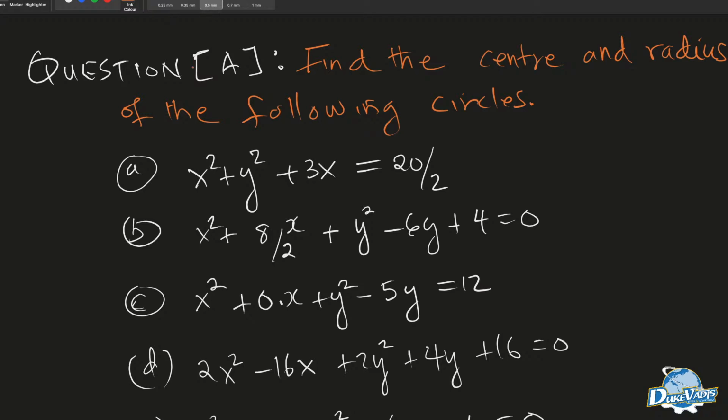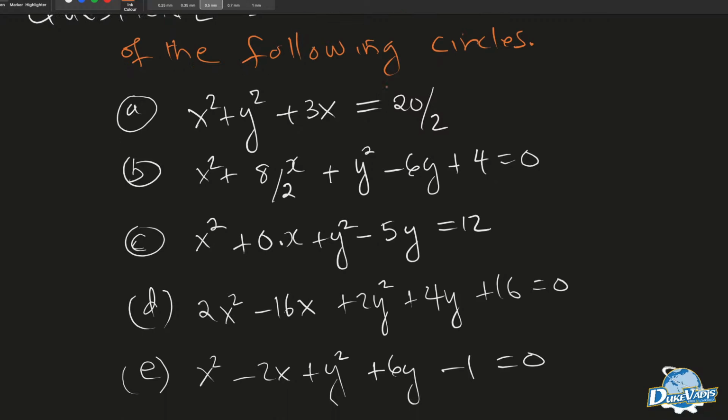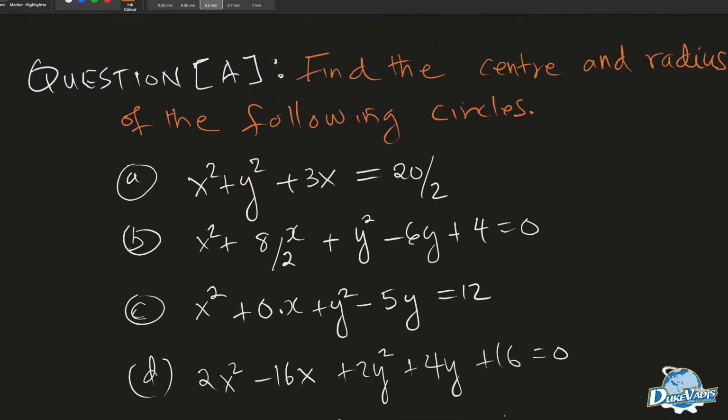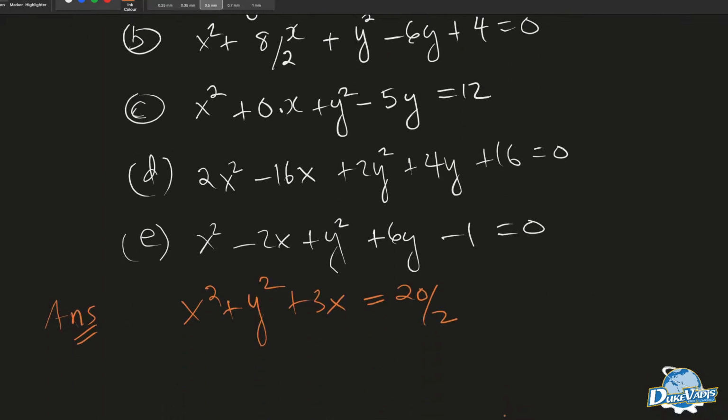So now let's take the first one, which says, as our first answer, we see x squared plus y squared plus 3x is equal to 20 over 2. Okay, we're supposed to find the center and the radius. So this can also be written as x squared plus y squared plus 3x is equal to 10. Do you agree? Because 20 divided by 2 is 10.